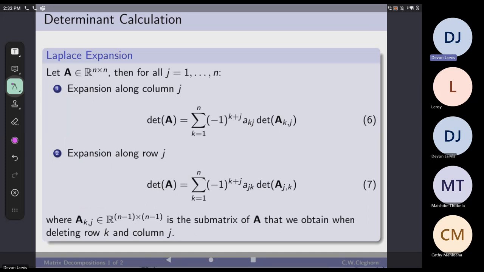Similarly, you can do this along rows. The exact same pattern will hold. You're just going to, instead of taking your terms down one of the columns, take them along one of the rows, and that is fine.